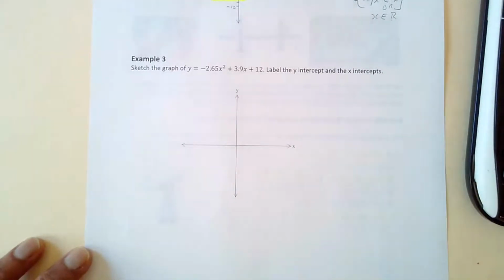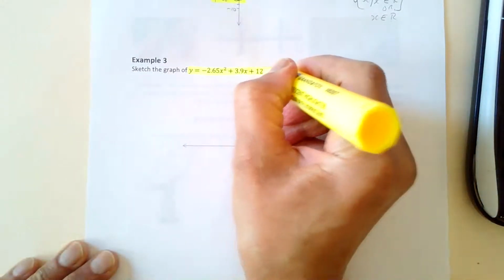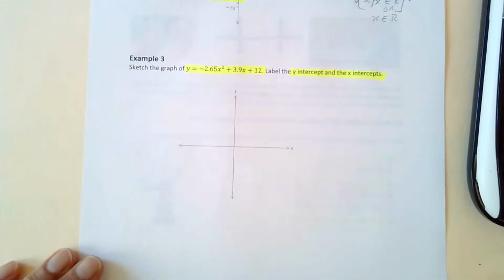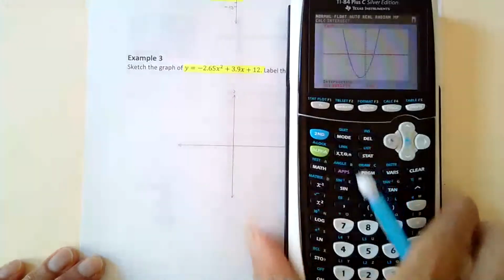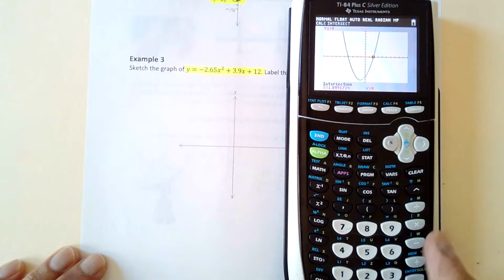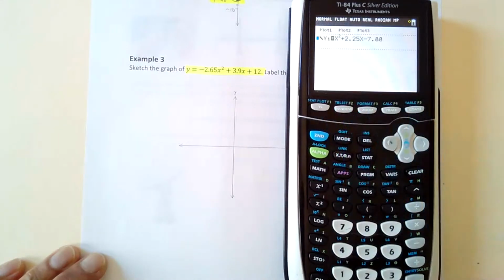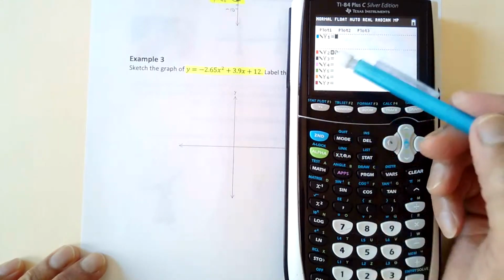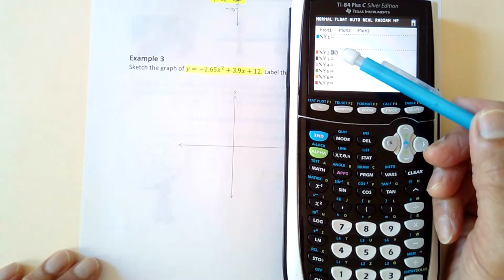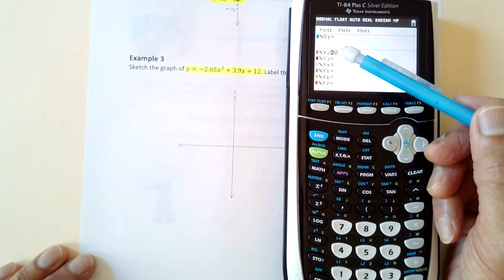Now, let's go on to the next one, which is y is equal to, okay, label the y and x-intercept, so we'll do exactly that. We'll go to our graphing calculator again. I'll go back and forth. So we'll enter our equation, the first one. Now, do not remove your y2 equals 0 because we'll use it again to find our x-intercepts, if there are any.